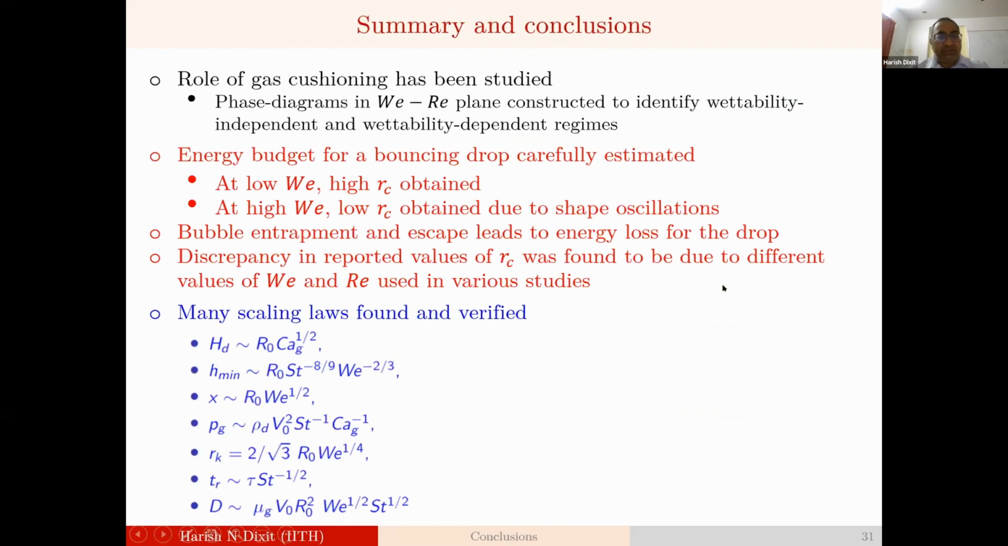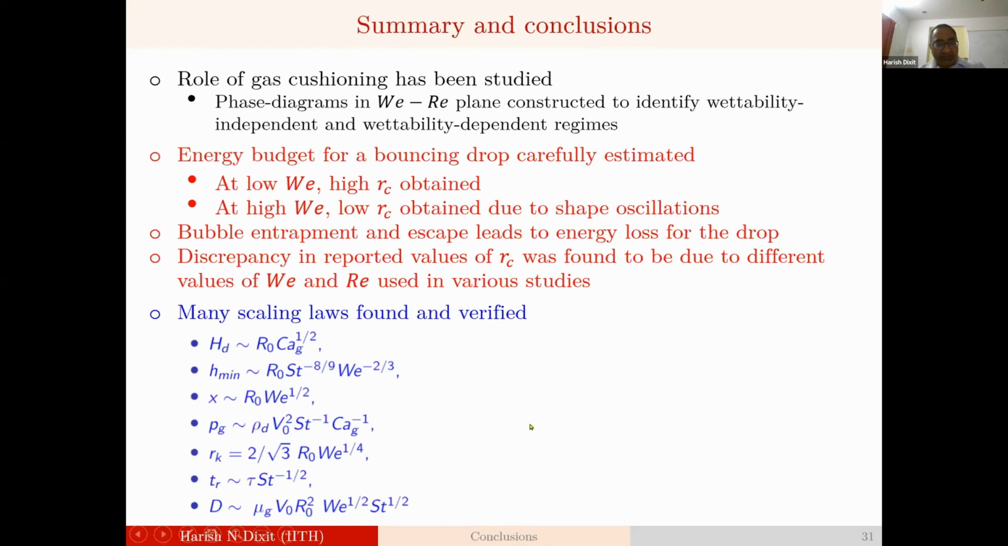So I'll stop my talk here, but I'll just quickly highlight what we have found. We've looked at the role of the gas cushion in great detail. We've looked at phase diagrams in the Weber number, Reynolds number plane, where we distinguish when contact occurs and when we don't. We've also looked at the energy budget, and we find that more than Reynolds number, it's Weber number which is far more critical in these experiments, because Weber number dictates how violently the drop oscillates.